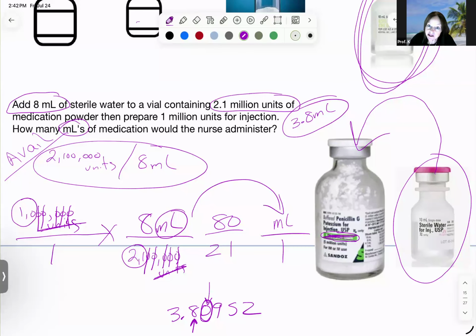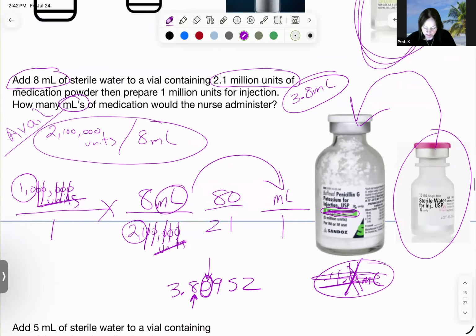3.8 milliliters. Now let's say you put 4 milliliters on the exam, but I see your work, I will only take away 1 point. If you write 4.0 milliliters, I still take away 1 point. So remember, no trailing zeros. This one is 3.8 milliliters.